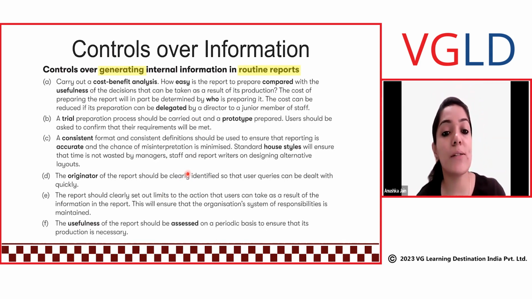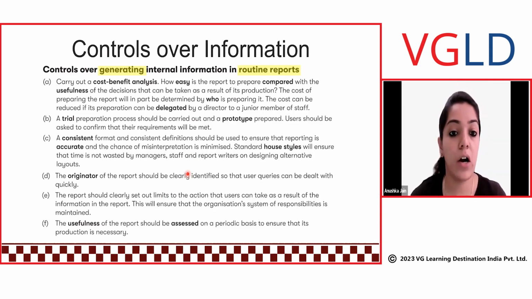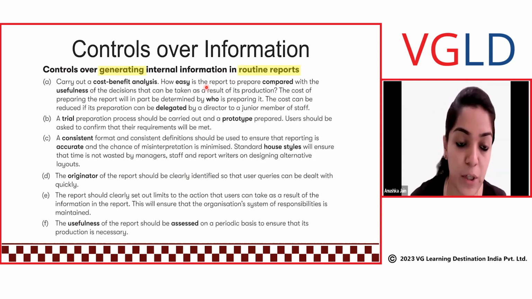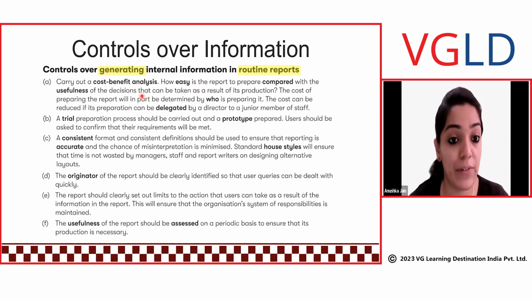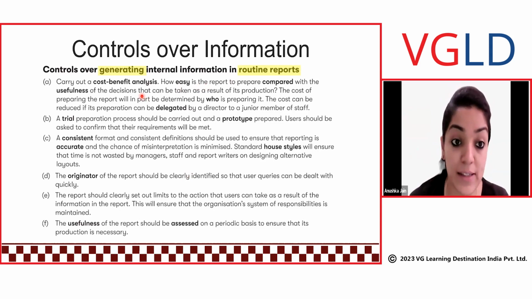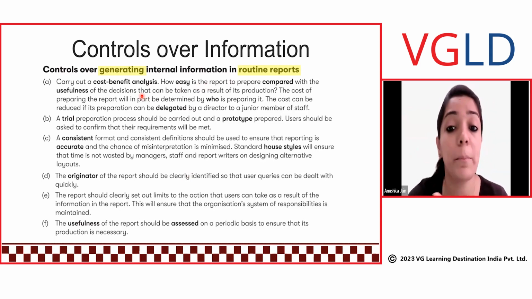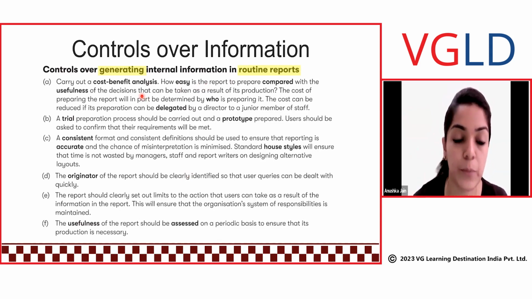Now, controls over generating internal information. What we're talking about is generating information for internal consumption. So what we have to do to ensure that the data is relevant, it is feasible, there is no duplicacy. Let us look at these line items. These are the controls which we need to place on this information.